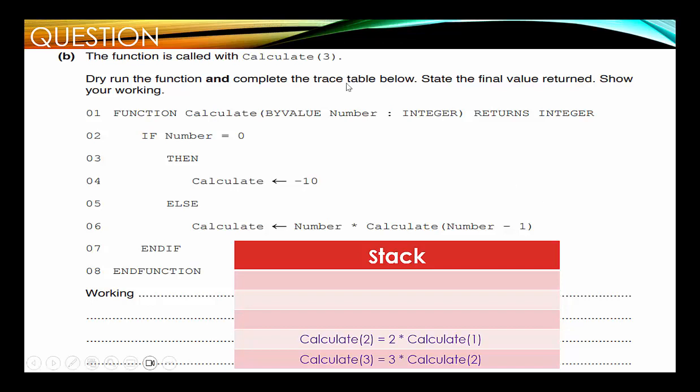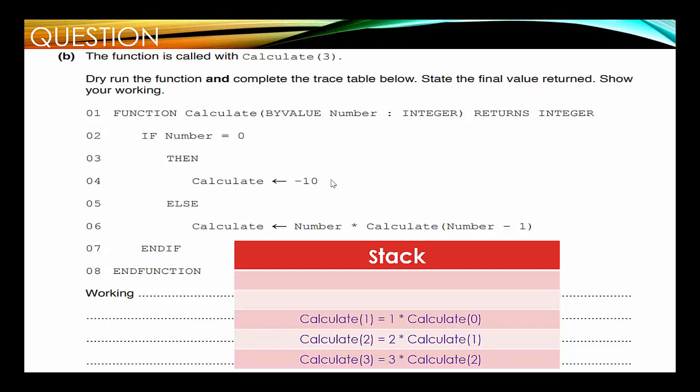So we're on calculate(1). If number equals 0, it doesn't. Number equals 1, so I jump down to the else. Calculate equals number times calculate(1 minus 1). Well, that's calculate(0). So now we got to deal with that. So calculate(1) goes onto the stack. Now we're on calculate(0). If number equals 0, it does because number is 0. So calculate becomes -10. That does not go into the stack because it was able to complete it.